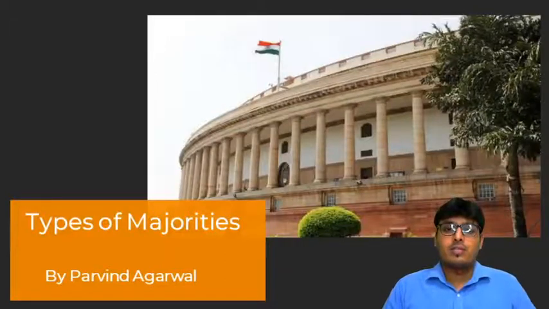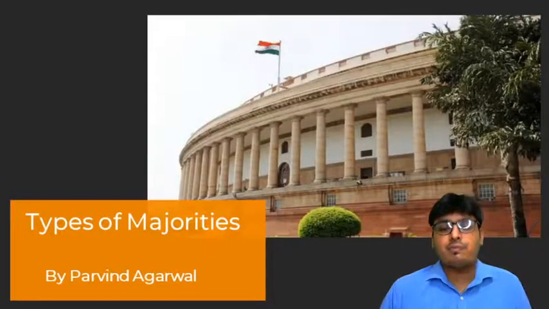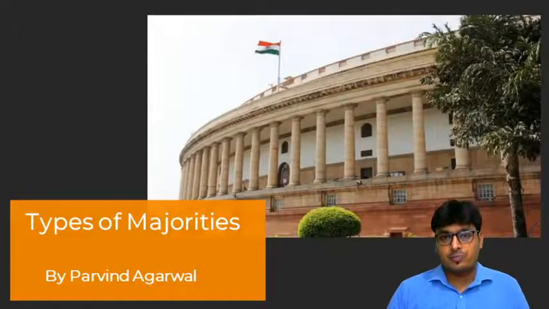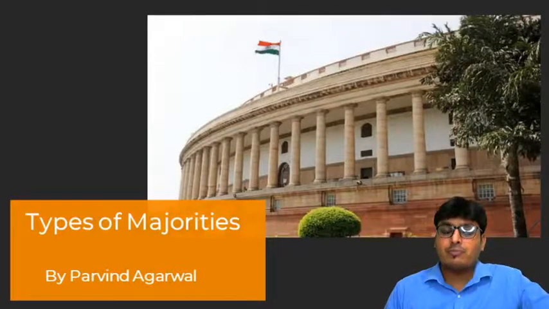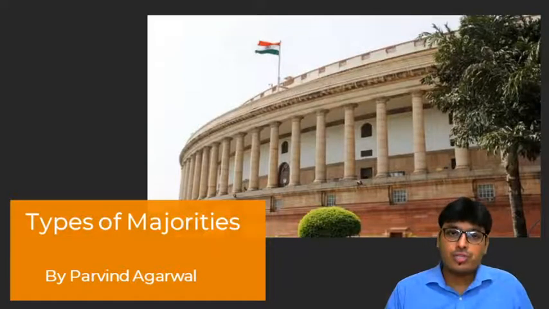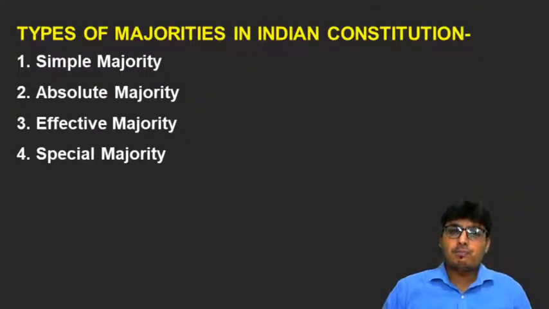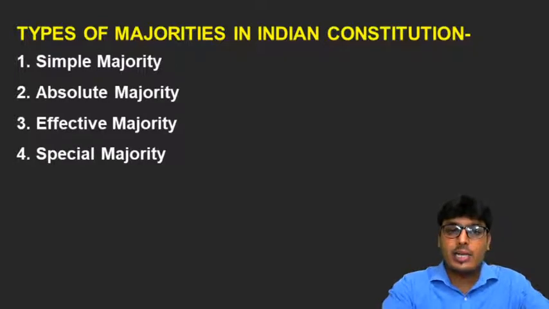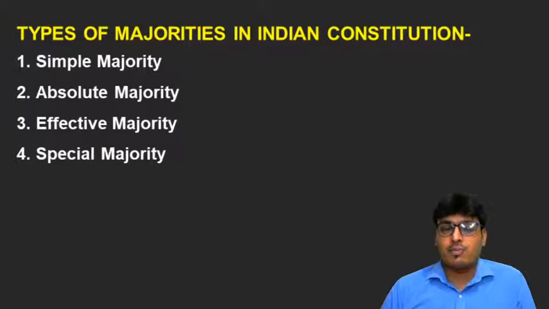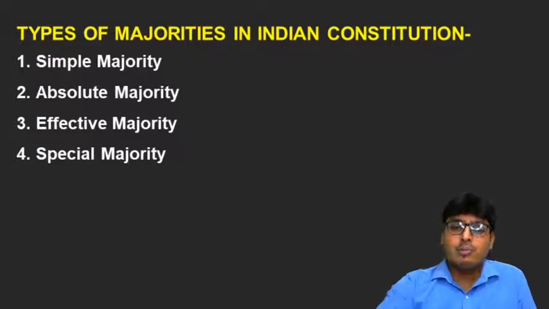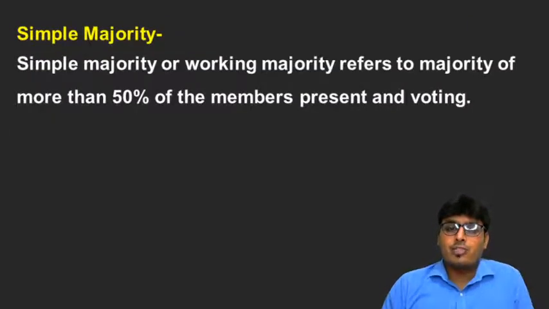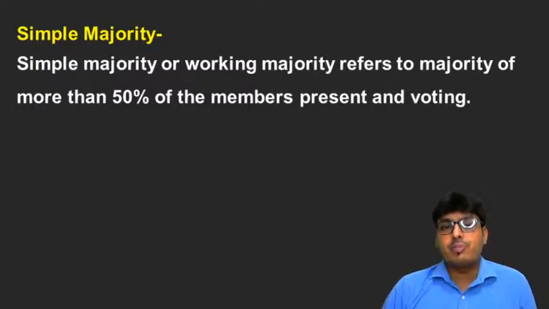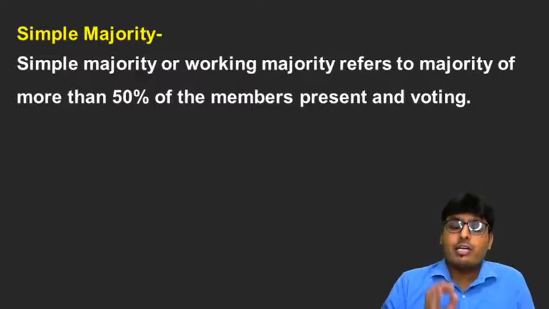Hello everyone. So now we will discuss types of majorities in Indian Constitution. So basically we have four types of majorities in Indian Constitution. The first one is simple majority, the second one is absolute, the third one is effective majority, and the last one is special majority. So now the simple majority refers to the majority of more than 50% of the members present and voting. Okay, more than 50% of the members present and voting.